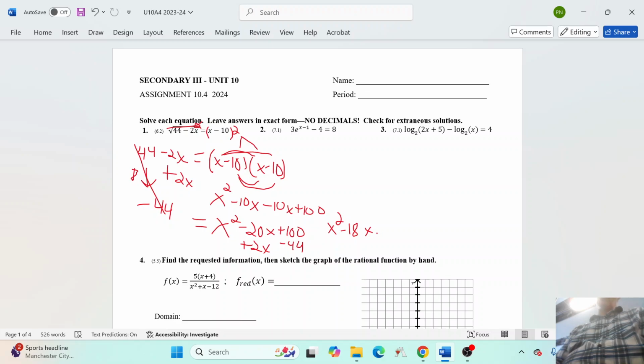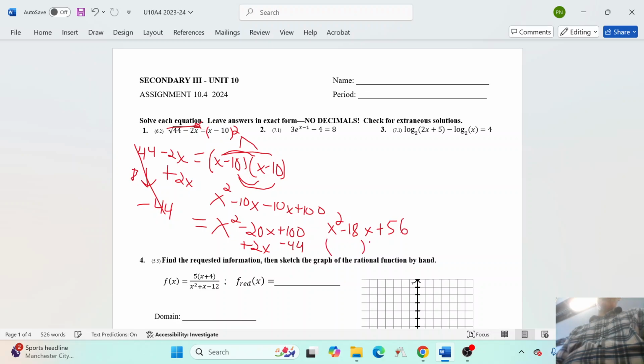x squared minus 20x plus 2x is minus 18x. 100 minus 44 is 56. There we go. So plus 56.